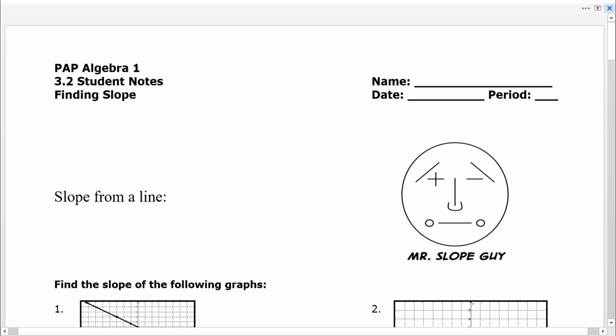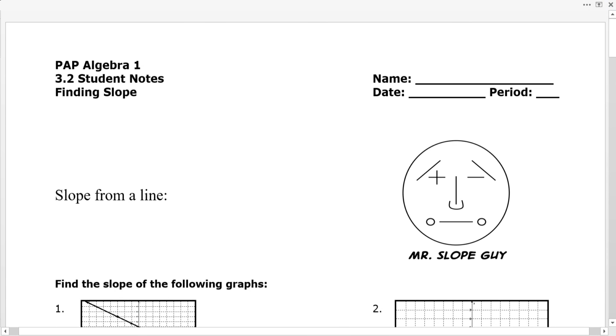Okay, let's work on finding slope. We are going to talk about some slope, and you probably know some of this already, but we'll go over it and see how much of this you remember.